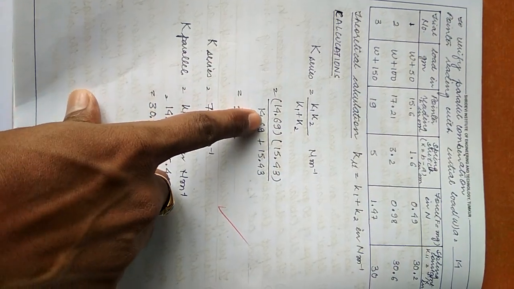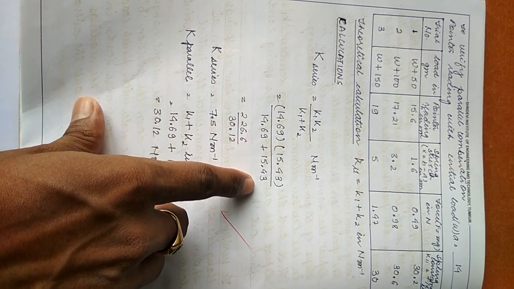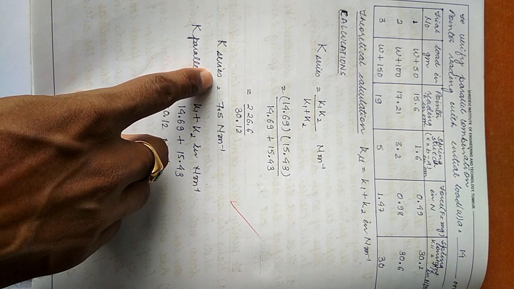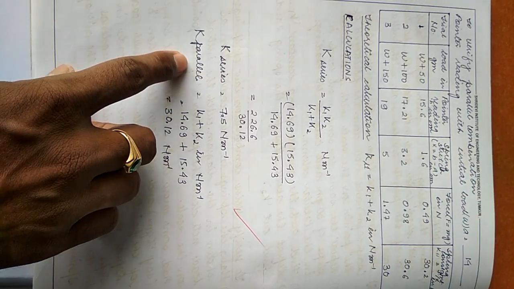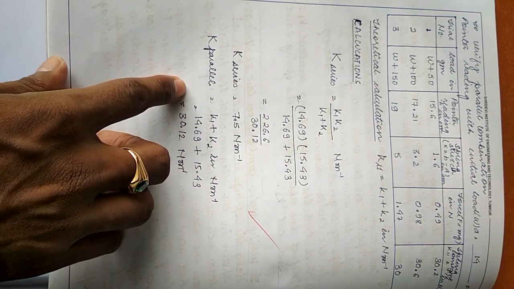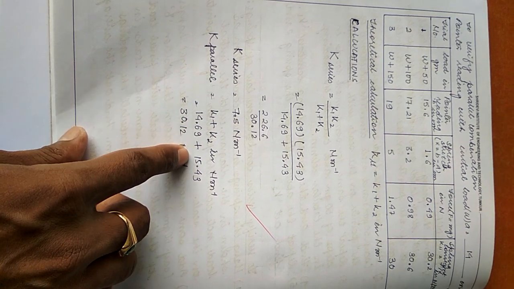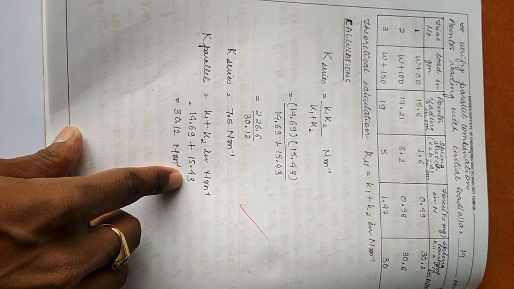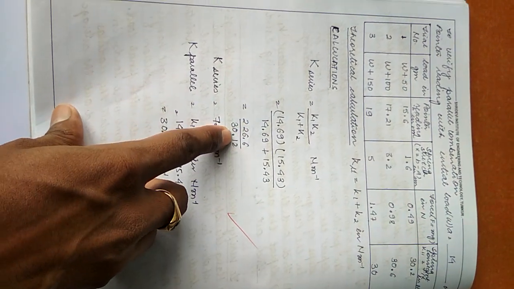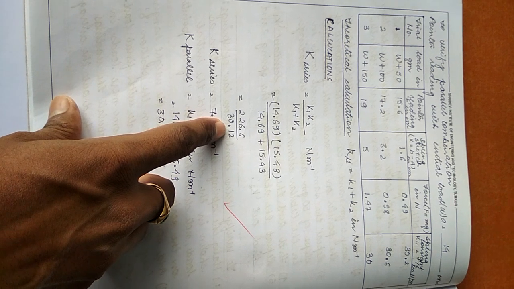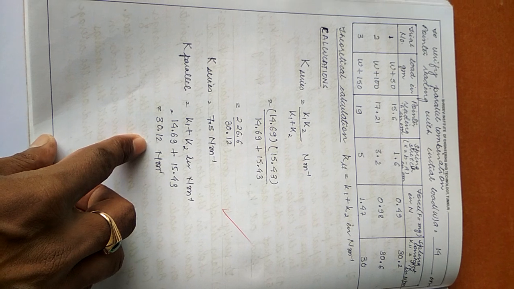K1 is 14.69, K2 is 15.43. For the series combination, K1 K2 divided by K1 plus K2, we get 7.5 Newton per meter. Then parallel, this is the theoretical calculation. For the parallel combination, K1 plus K2, 14.69 plus 15.43, we will get 30.12. So theoretically, the spring constant in series combination is 7.5, and in parallel combination it is 30.12.